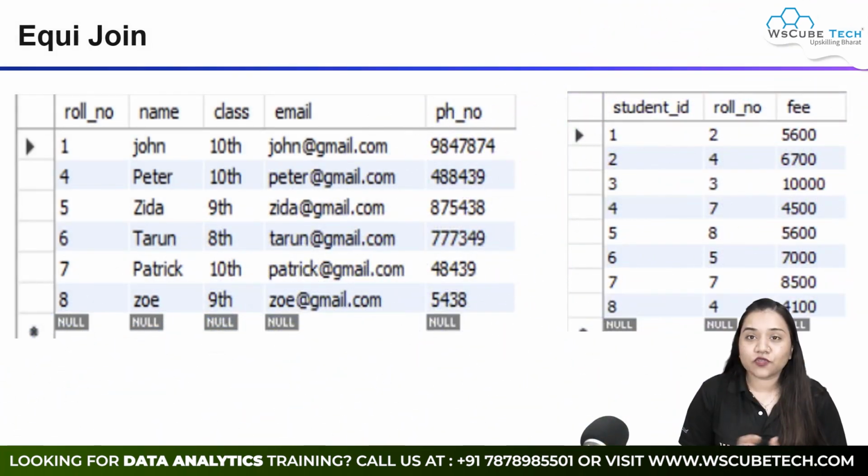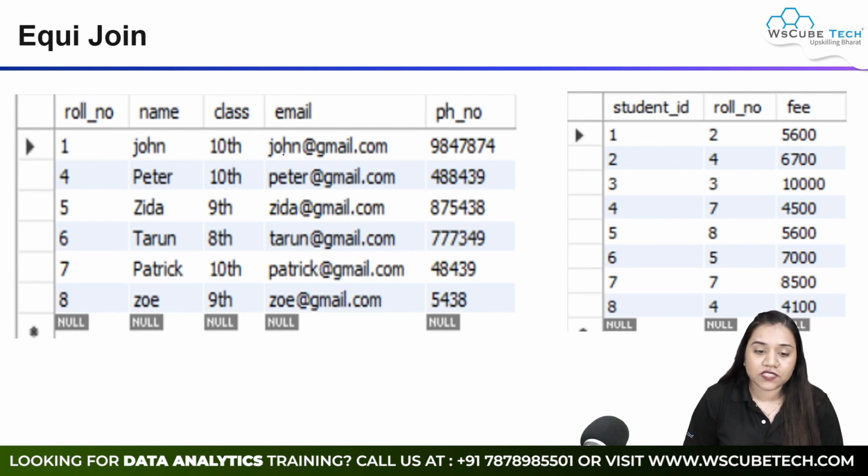So guys, equi-join is similar to our inner join. It does the same thing that our inner join does, but the only difference between equi-join and the inner join is the syntax. That means it will also fetch us the same details, that means common details which are there in this table and in this table. So let's have a look at how the syntax of equi-join looks like.